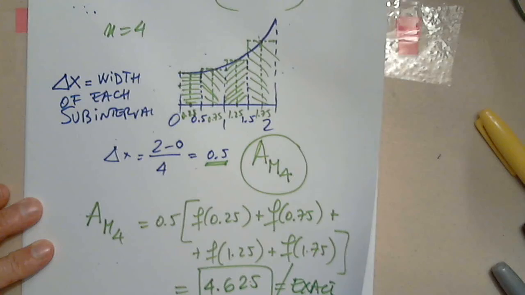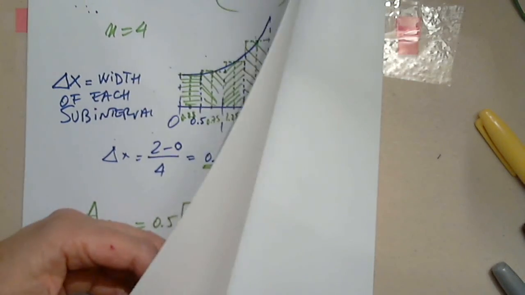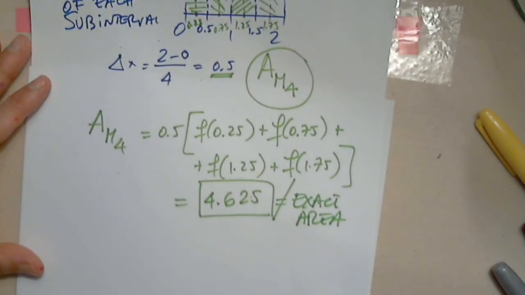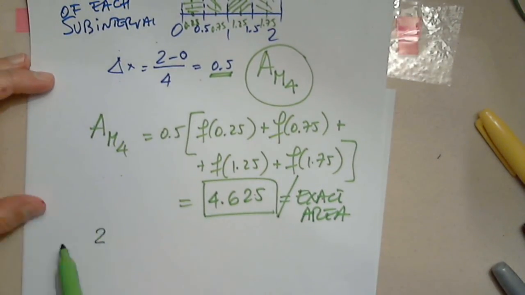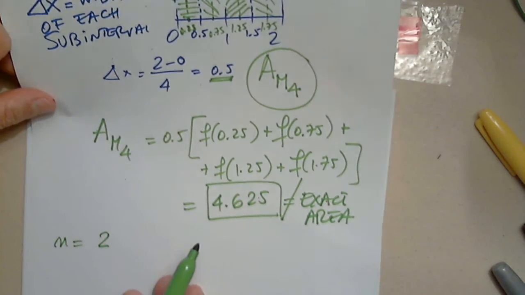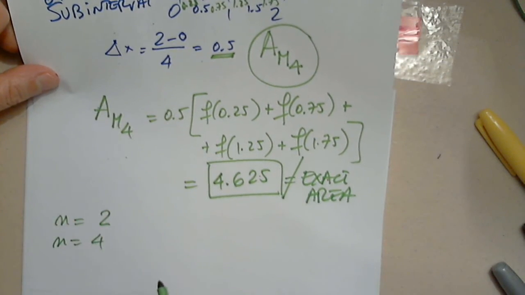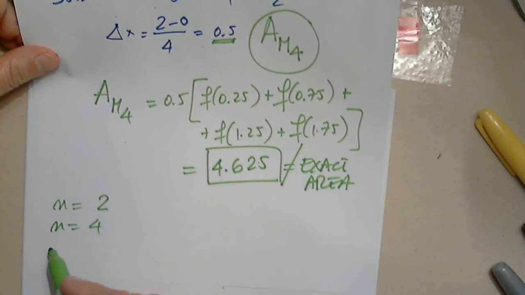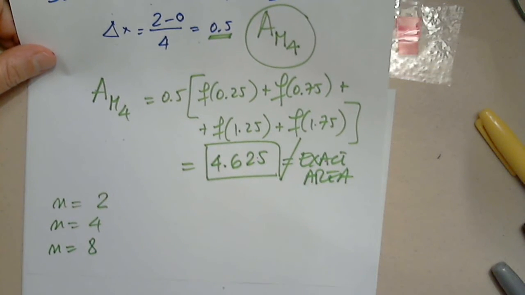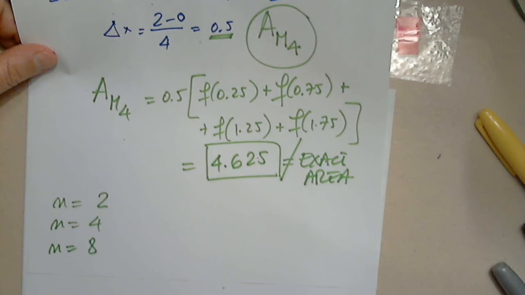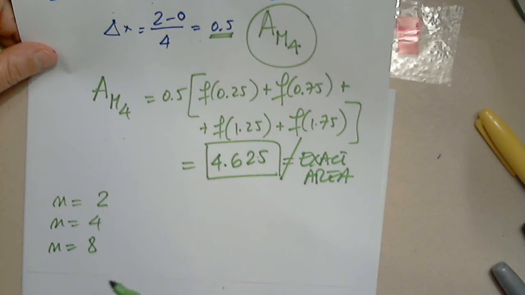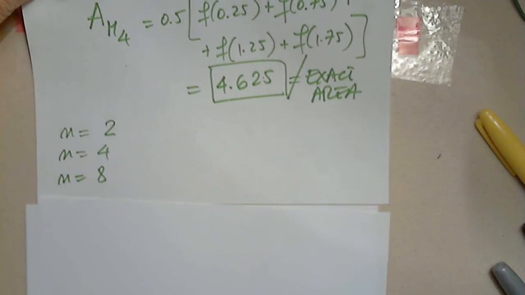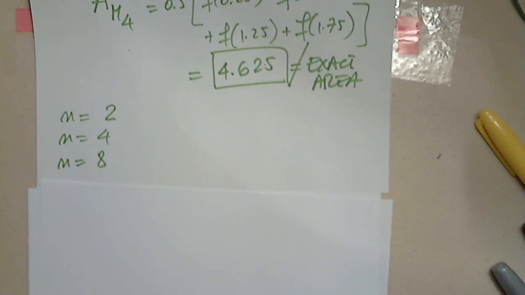Perfect. Here's my next question, and that will lead us to what we want to accomplish today. With two subintervals, not good. With 4 subintervals, you still said it's not the exact area. If I go to 8, is that better? Could be better. Good. But is it the exact area? No. So how many subintervals will please you?